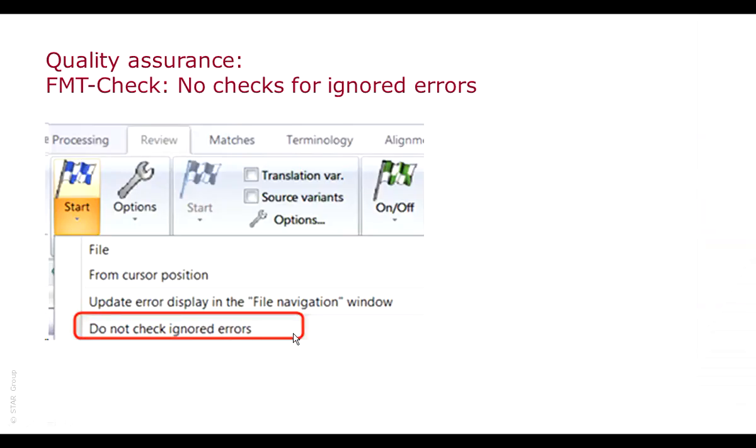This option refers to when you have done your review with all the options and, for example, you have ignored an additional bold markup or ignored a missing italic markup, you repeat the FMT-Check, and you can tick now this option, and then Transit will not stop at the errors you have ignored.